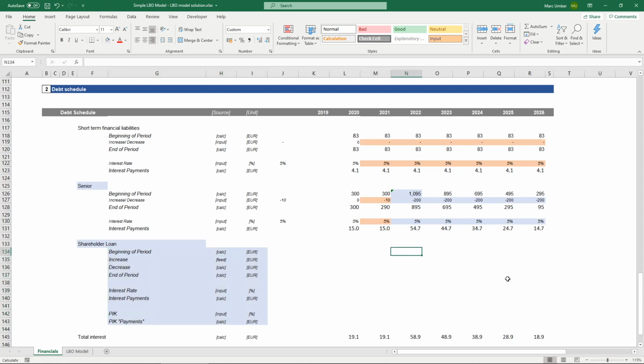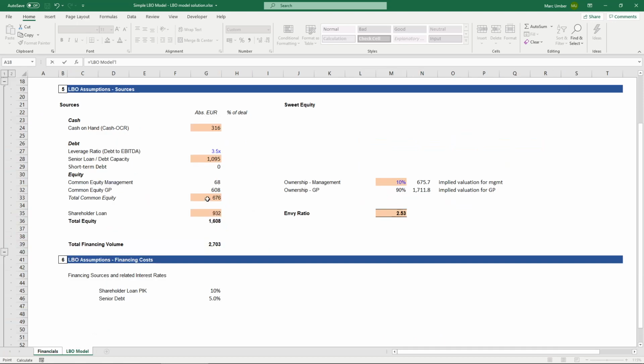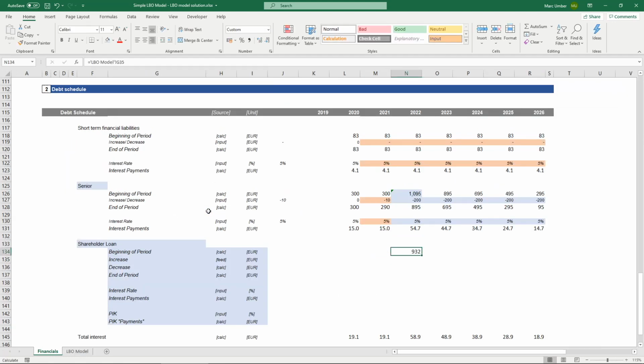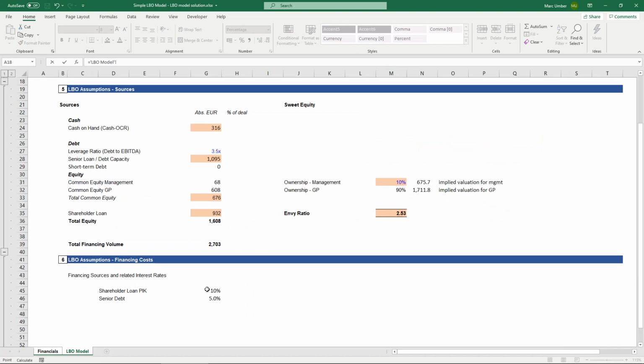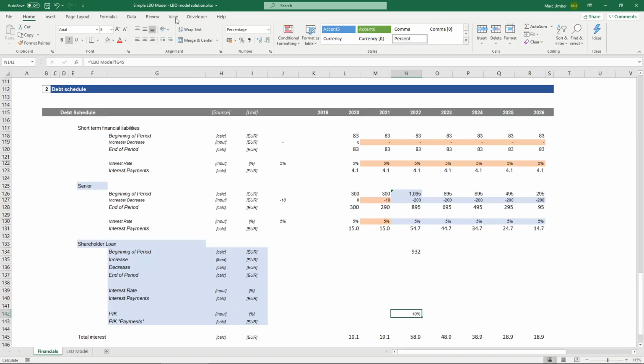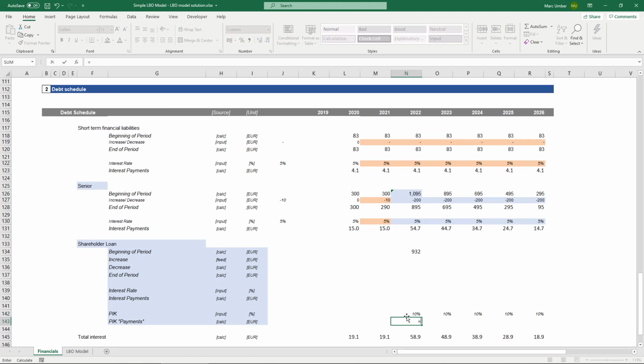Okay, and we are going to introduce the shareholder loan also in the year 2022, the shareholder loan in the amount of 932. And this will come at a 10% interest payment in kind. Let's take the percentage rate of the pay in kind is 10%. Make this fixed number. And we can calculate how much this is going to be.